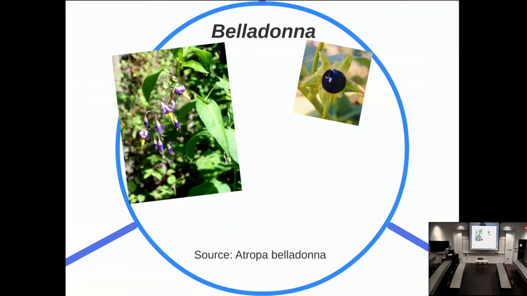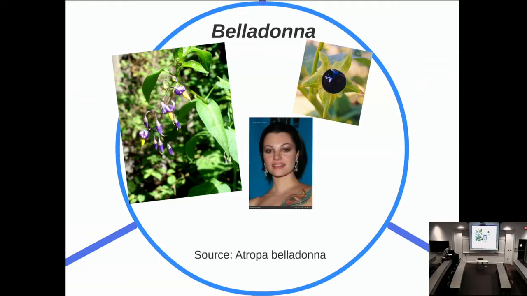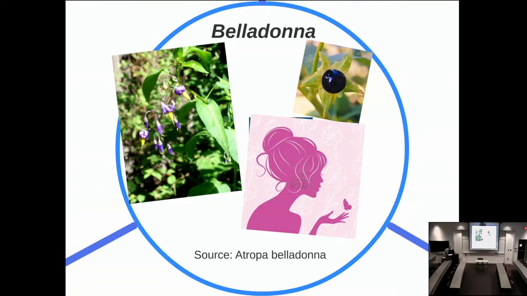Next on the list is belladonna. You guys can see the picture. This comes from Atropa belladonna. Nice big purple fruit. Belladonna takes its name from beautiful lady. Not that Belladonna. There we go. Just a more in general beautiful lady.